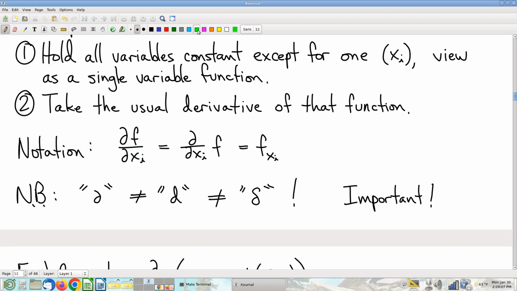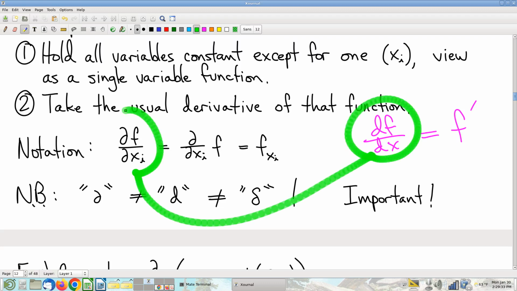Now, of course, no surprise, you can take the thing and put it out front. We've been doing that kind of thing with single variable derivatives for a long time. Then there's a Newton-like notation. Y'all remember, I'm sure, that if you have df/dx, a single variable derivative, this very often gets written as f prime. And in the same way, this is kind of analogous to that.